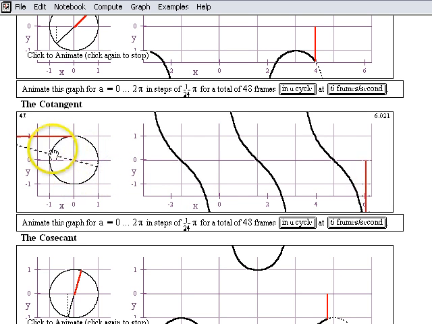And there we go. So there's the cotangent. It's got asymptotes at 0, and at pi, and at 2 pi, that would be where the sine is equal to 0. And it's got intercepts there at pi over 2, and at 3 pi over 2, when the cosine is equal to 0.